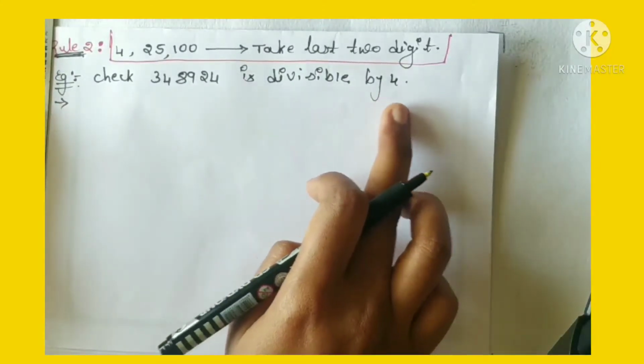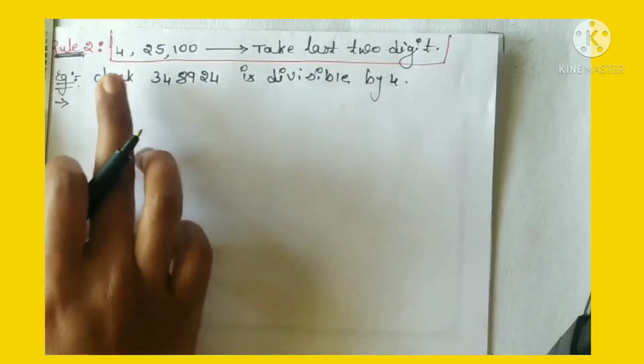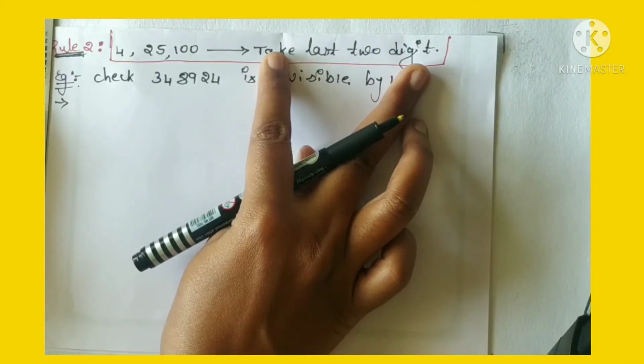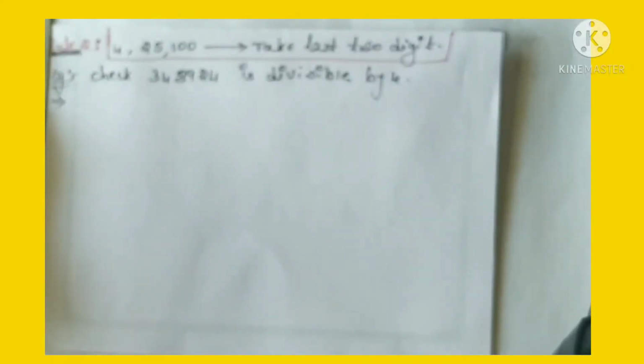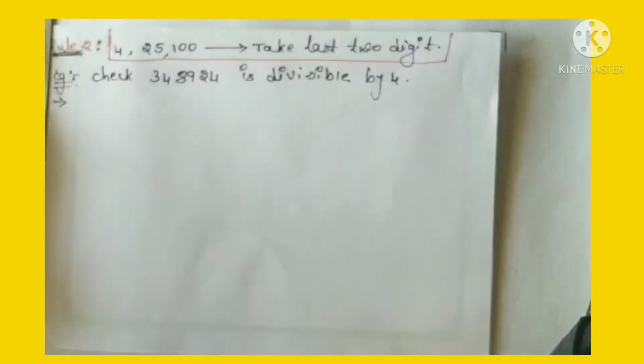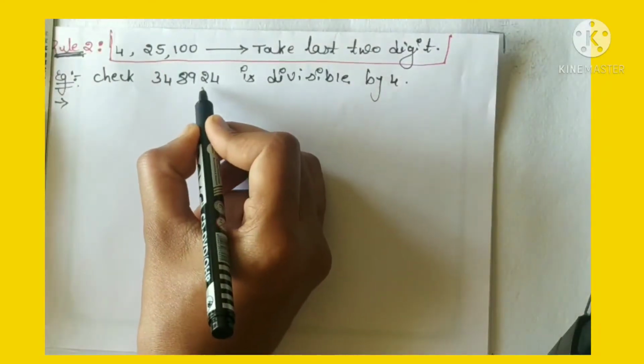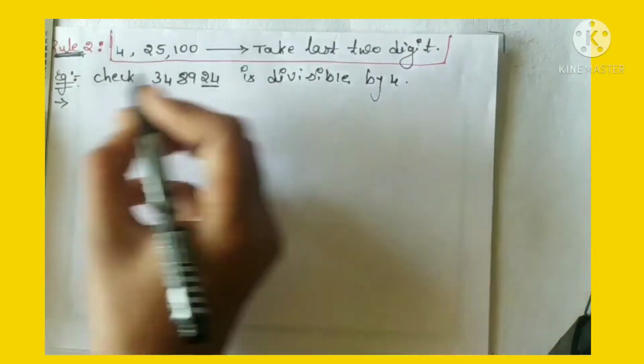Now we have to apply this rule. What is the rule for 4? We have to take the last 2 digits. If the last 2 digits are divisible by 4, then the whole number is divisible by 4. Okay, now I just consider the last 2 digits. Here the last 2 digits are 2 4, that is 24.